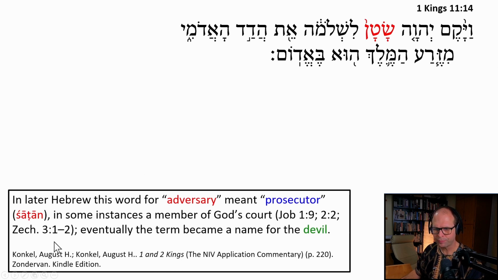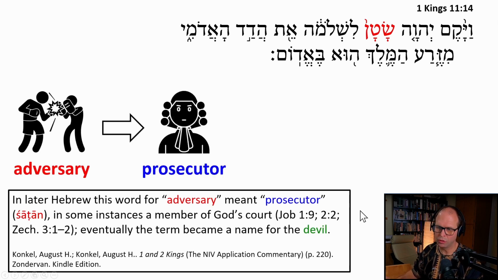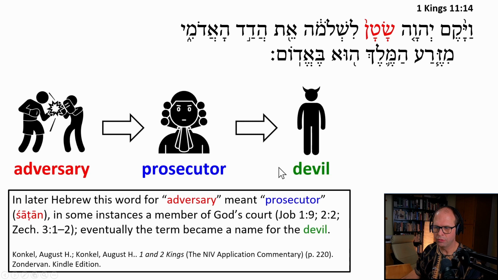He says, in later Hebrew, this word for adversary meant prosecutor. He's talking about the word Satan. So Satan moves from being adversary to prosecutor. And he gives some examples, in some instances a member of God's court, from Job and Zechariah. Eventually, the term became a name for the devil. So early on, it's not a proper name. It's not a proper noun. It's not a name. It's a descriptor. And then it becomes a name. So adversary moves to prosecutor, moves to devil.